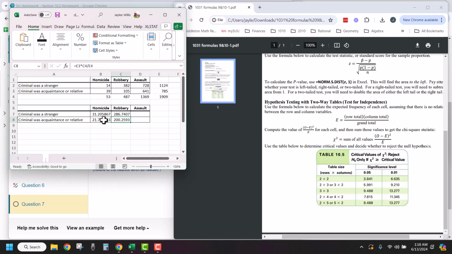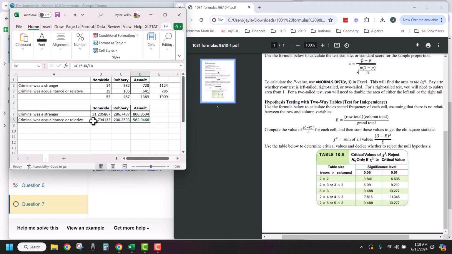Because these expected calculations that we're looking at is what you would have if the crimes really were independent of each other. If the two variables were independent of each other. So I'm just going to go ahead and finish doing this calculation.